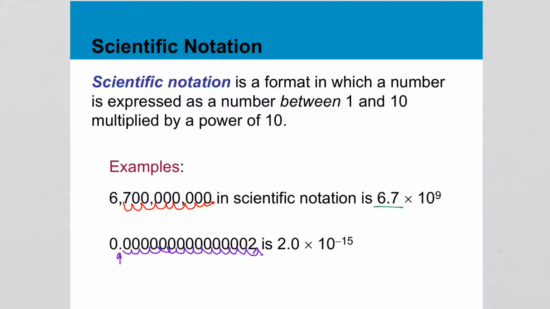This number is always between 1 and 10. Okay? You wouldn't write 67 times 10 to the 8th. It has to be between 1 and 10. So you put your decimal right after the first non-zero number. Okay?